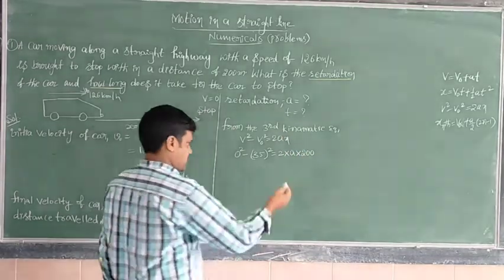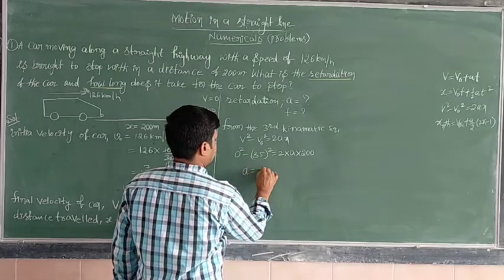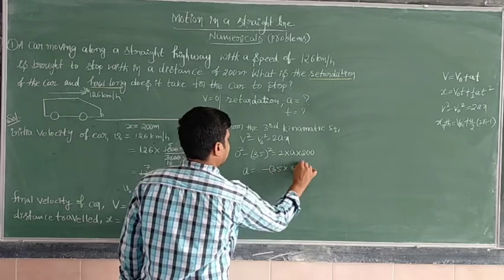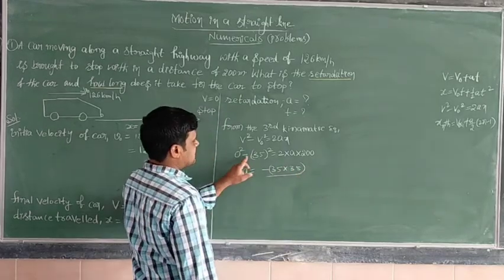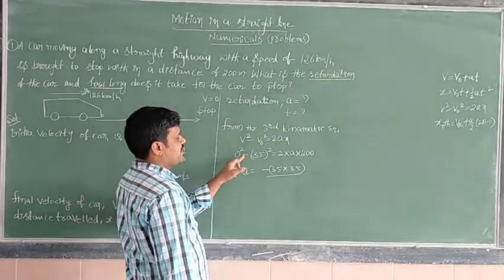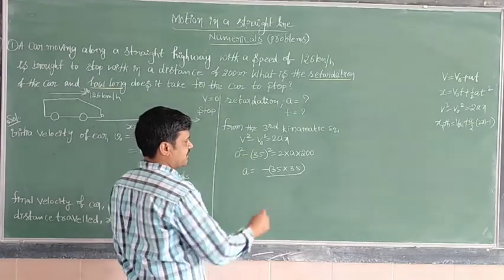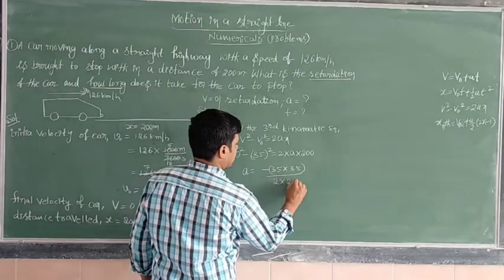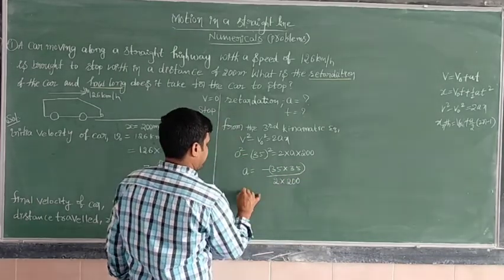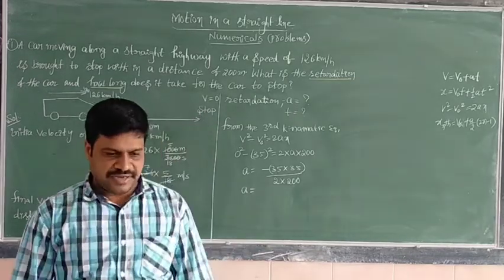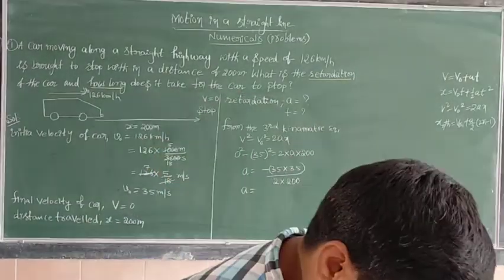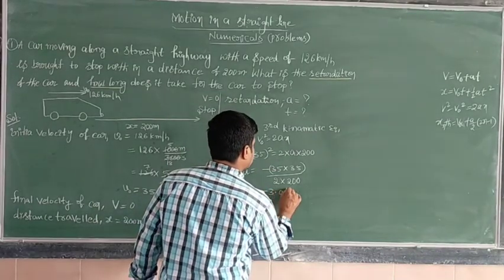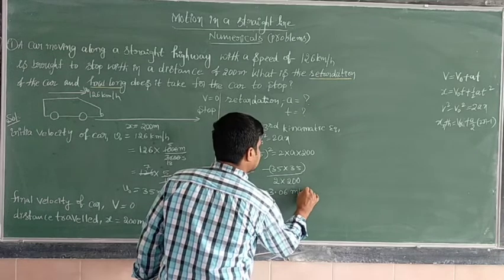Now from this, a is equal to minus 35 into 35. You are observing here, okay? This minus is outside of the bracket, so that's why you write it as it is, divided by 2 into 200, since the 2 and 200 come to this side. From this, a is equal to, after calculation, minus 3.06 meter per second square.